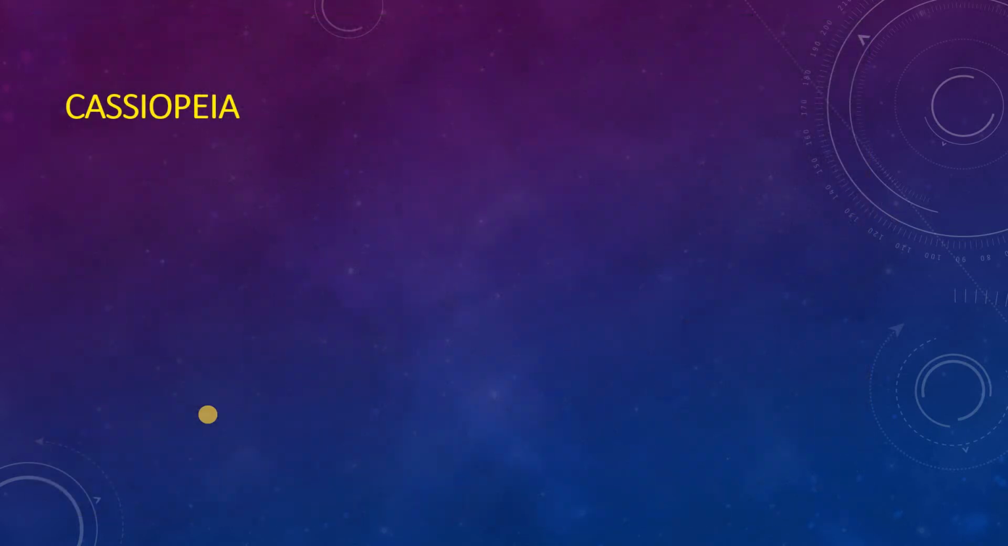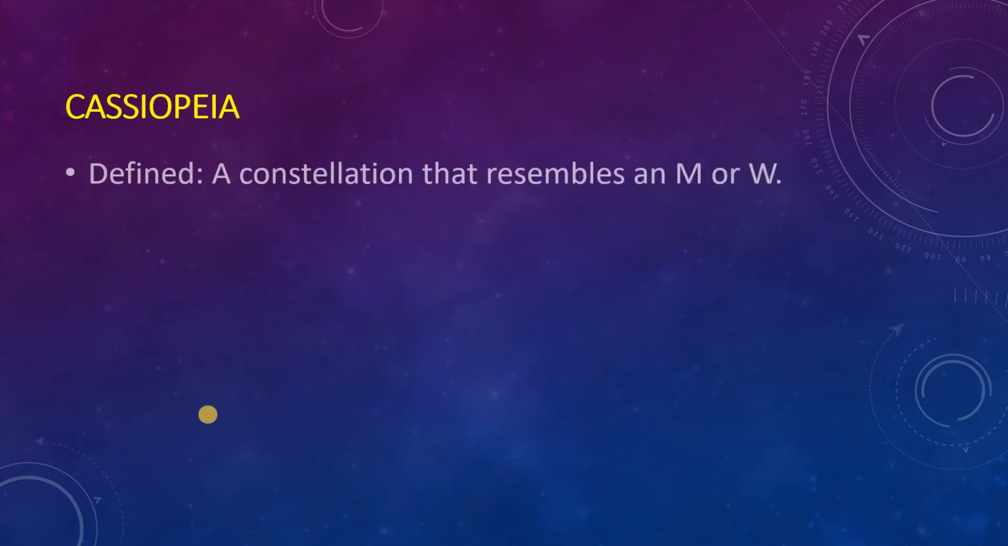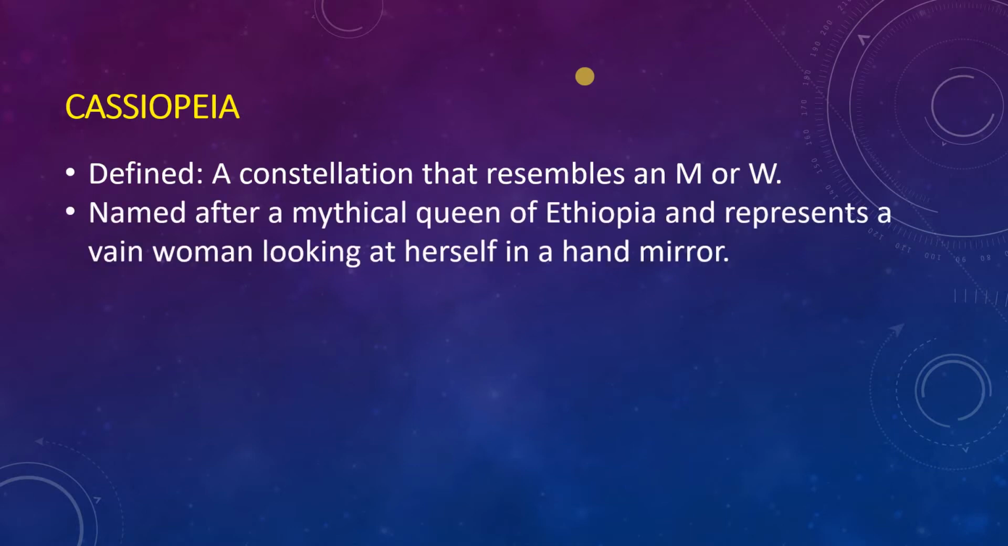All right, the next one that we want to talk about is not necessarily found in the southern sky. This one is Cassiopeia, a constellation that resembles an M or a W. Many times if you go to a planetarium or something, you'll easily see this one. It looks something like this, and so you'll connect the stars, something like that. Depending on your orientation in the night sky, it may look more like a W or an M. It just depends sometimes which one you'll see. It's named after the mythical queen of Ethiopia, and represents a vain woman looking at herself in a hand mirror.